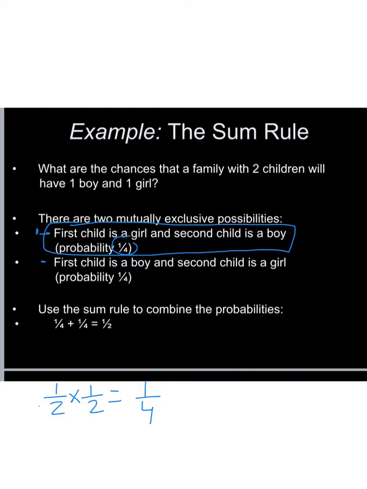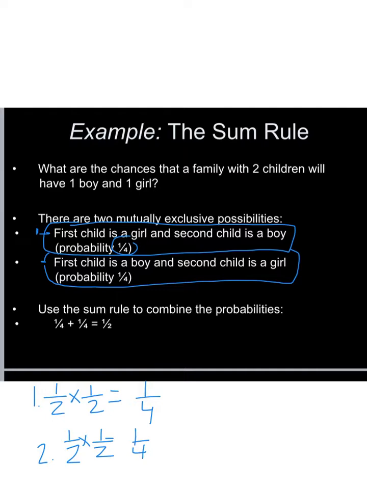Now, if we look at the second way we could get a boy and a girl, we would say that our first child is a boy. So that would give us 1/2. We'd have a 1/2 chance of having a boy. The second child being a girl, again, that would be a 1/2 chance. So then, for the second event to happen, our first child would have to be a boy and our second child would have to be a girl. So we would multiply those and get 1/4.